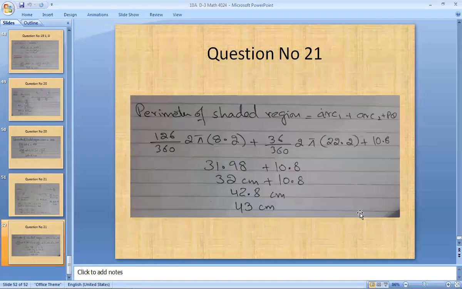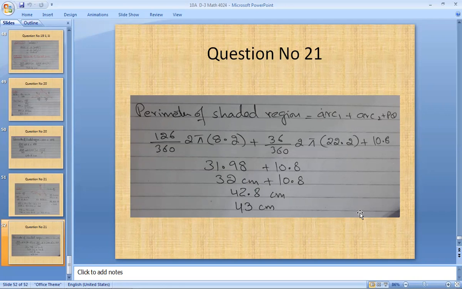So now I can find the perimeter. The perimeter of the shaded region is arc 1 plus arc 2 plus PQ. Arc number 1, which is the portion of the semicircle, will be 126 divided by 360 into 2 into pi, and its radius is 8.2, plus arc number 2, whose angle at the center is 36, divided by 360 multiplied by 2 multiplied by pi multiplied by 22.2, its radius is 22.2. And then you have plus 10.8, the PQ, that is the straight line around that shaded region.